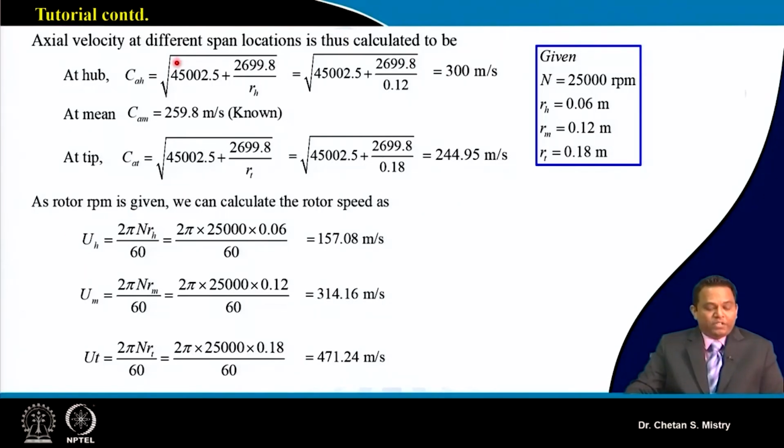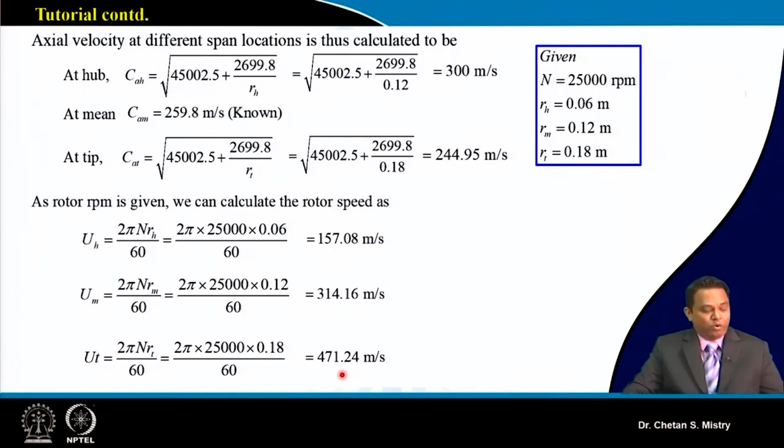Okay. Now, if this is your case, we can calculate our peripheral speed. In order to calculate that, we know our rotational speed, that is 25,000, and my radius is known. That will give me my peripheral speed at the hub station, at mid station and at the tip station. So, at hub it is 157.08 meter per second, at mid station it is 314.16 meter per second, and at the tip station it is 471.24 meter per second.